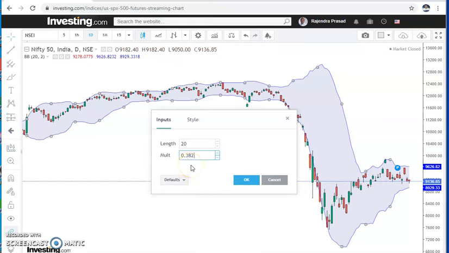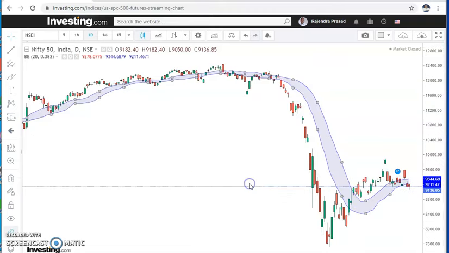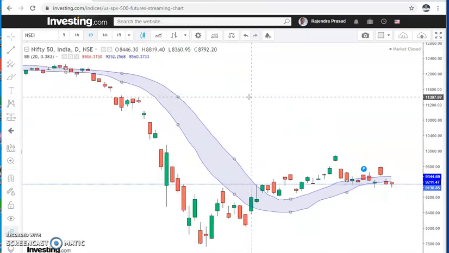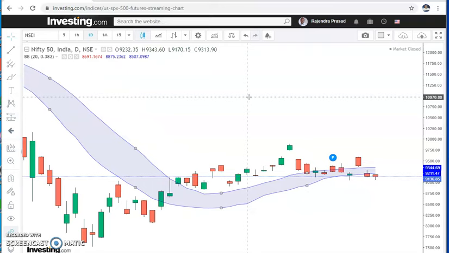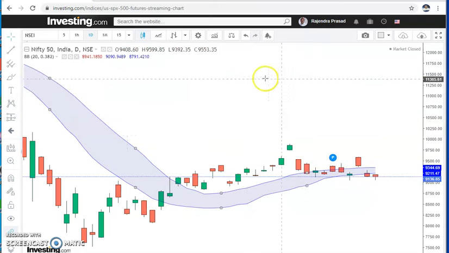The reason is 0.382 is a Fibonacci ratio. This is also a very important ratio. In Fibonacci ratios, 38.2% is very critical and important. That's why I'm using it here, 0.382, and say OK, right? So you get this type of band. This is the daily chart.